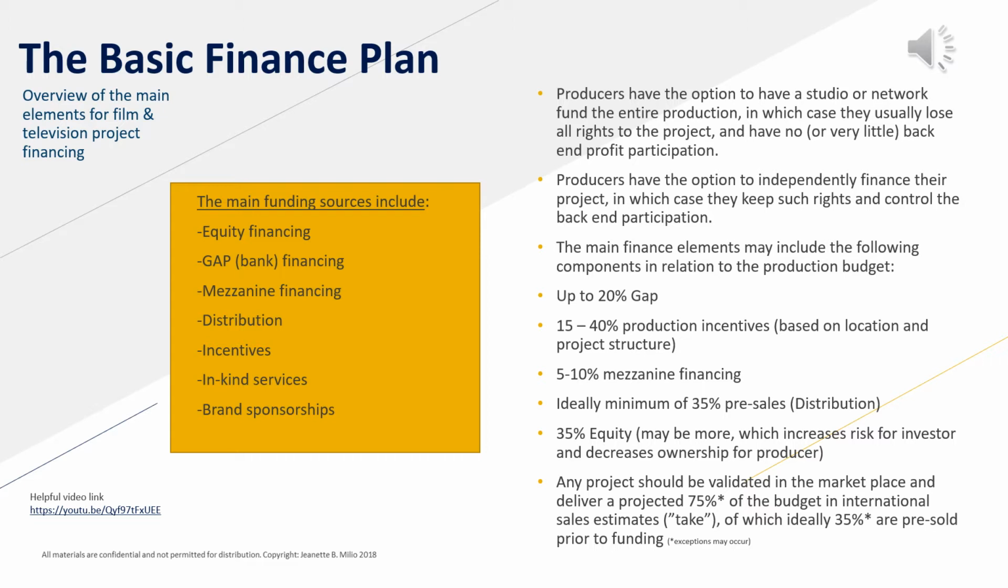Mezzanine financing is in the level of 5 to 10%, and the pre-sales we should be establishing in order for us to verify our market demand should be somewhere around the 35% bracket, ideally not less. The equity should ideally not be more than 35% in order to be profitable and risk averse, and our sales estimates should ideally reflect 75% in the foreign territories, and that is 75% of our budget. So when we pre-sell 35% of the 75%, we're not pre-selling 35% of 75%, we're pre-selling 35% of 100% of the budget, which will leave us with 50% in unsold territories.